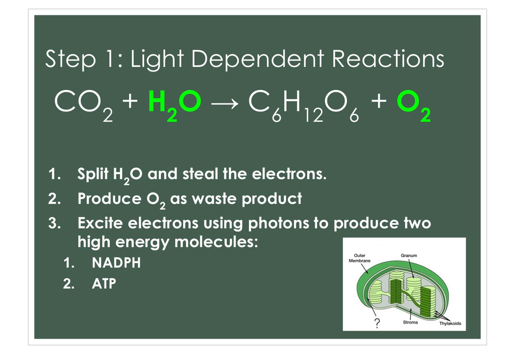So light-dependent reactions, these are the main things that you need to know. Number 1, water is used, broken down by light energy and gives away an electron. Oxygen is the waste product. It excites electrons using photons to produce 2 high-energy molecules, NADPH and ATP. Both of these then go to the Calvin cycle. And the Calvin cycle is where we are actually making the glucose itself.